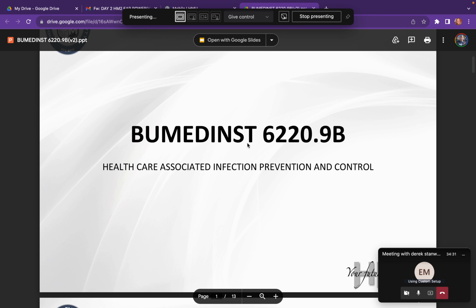I'm Mitch Stanway. We're going to be going over the BUMEDINST 6220.9 Bravo, Healthcare Associated Infection Prevention and Control. Again, this is a combination of the 6220.9 Alpha and the 6600.13, which is Dental Infection Control. Those two are obsolete now. They combine together to make this instruction.